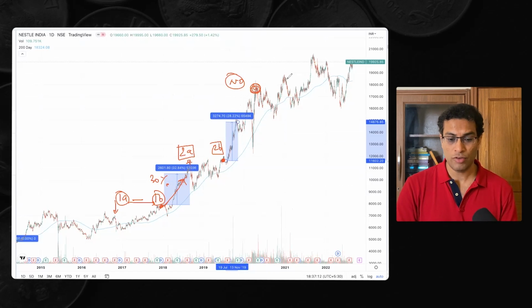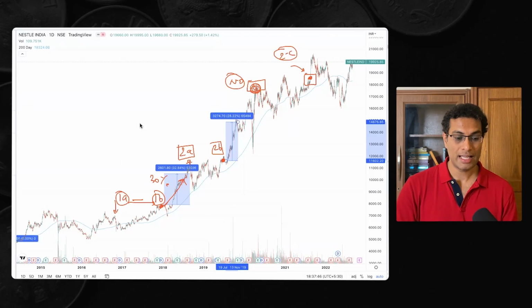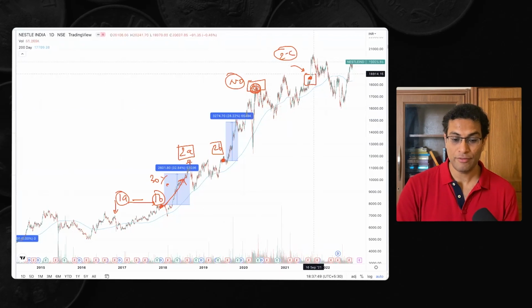So we avoid it. When do we purchase it again? So we purchase at somewhere here. So I'm marking it as 2C. So what is happening here and when you should get out of Nestle if you have purchased the stock?